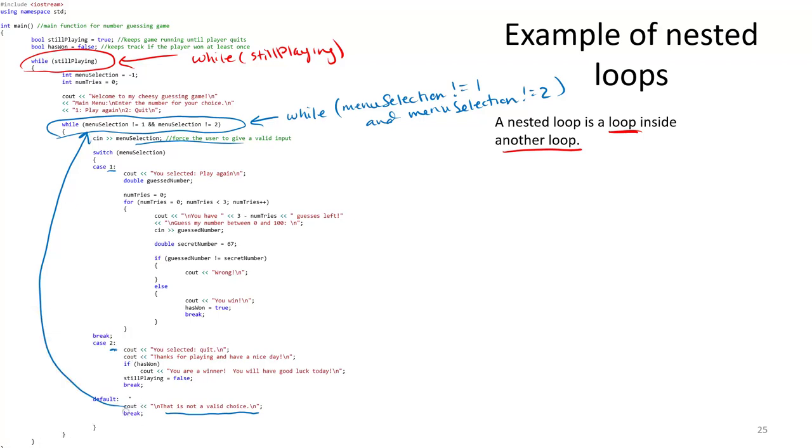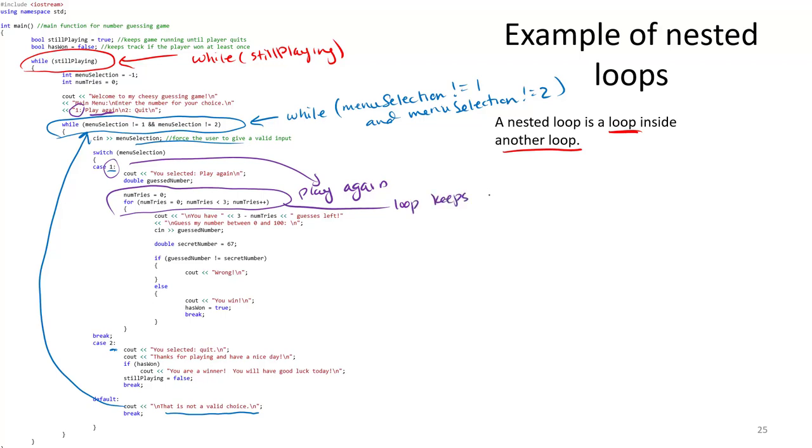And look, there's even more loops inside this program. If our user chooses option 1, is play again. So here, basically, this loop keeps running as long as num tries is less than 3.